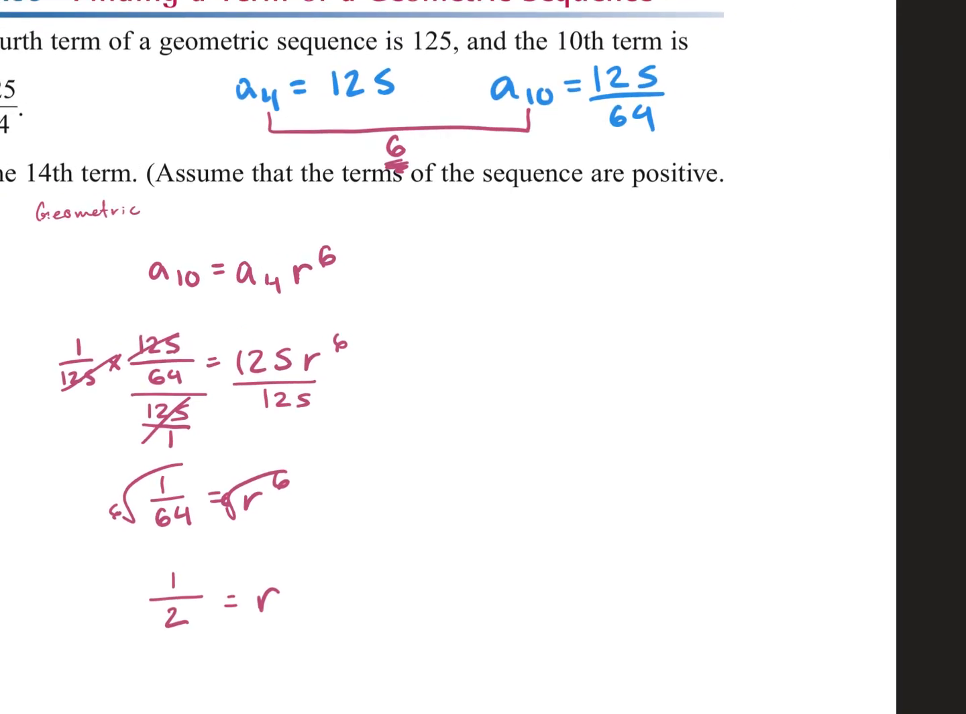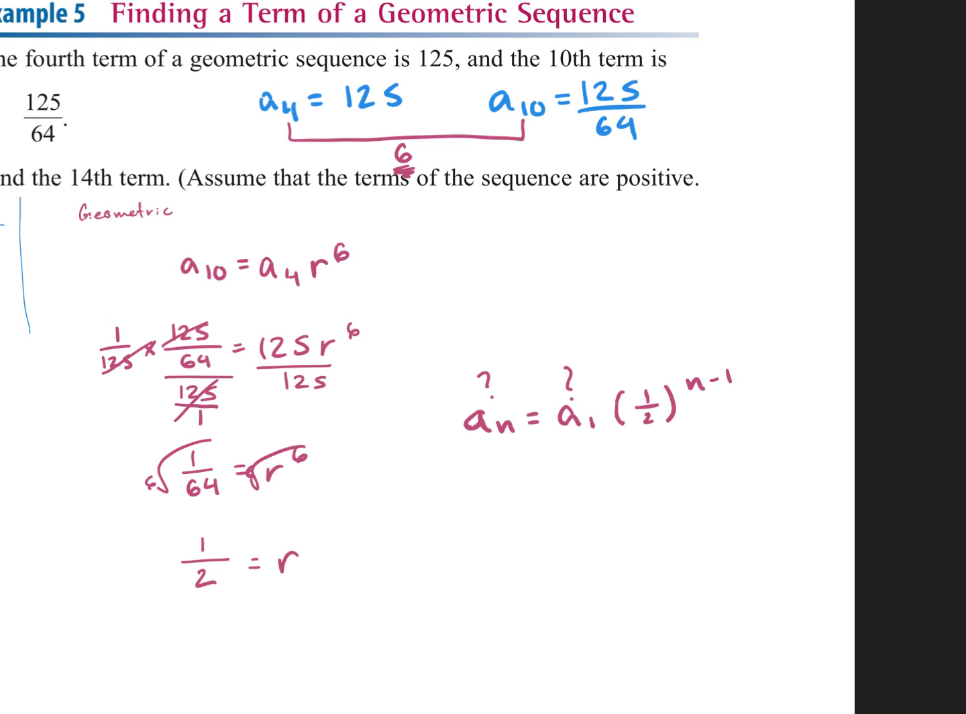So we could plug this into our original formula, which is a sub n is equal to a sub 1 times 1/2 to the power of n minus 1. But we don't know the value of our a sub n, and we don't know the value of our a sub 1. So we can do the same thing we did here, but instead of a sub 10 and a sub 4, we're going to use a sub 10 and a sub 14, because 14 is what it's asking us for.